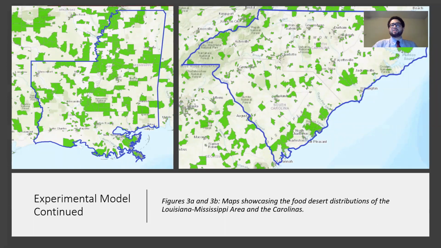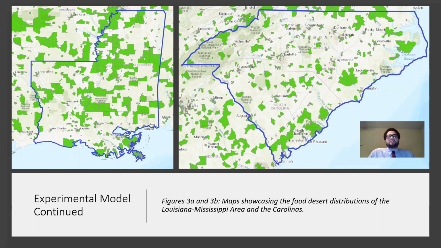Our next figure, once I move myself out the way, showcases the food desert frequencies between the 2 bi-state areas. As you can see on our left, the Mississippi Delta area is dealing with a much higher food desert frequency than the Carolinas, despite having many socioeconomic similarities and agricultural similarities to the Carolinas.